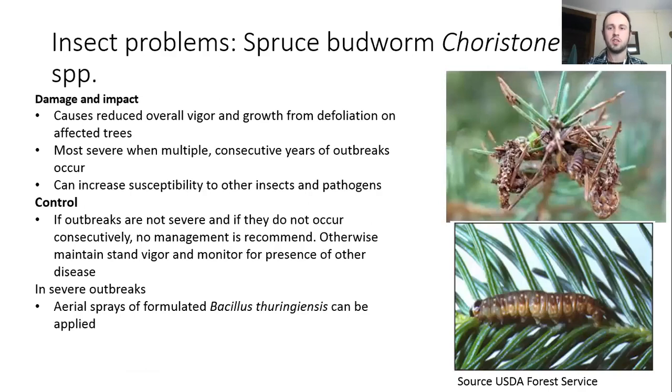So just briefly, the insect problems, the spruce budworm, this is just an example of a defoliator. There are a lot of defoliators that could be examples. In general, these do not cause significant harm unless they occur over multiple consecutive years. In those cases, they often act kind of as an inciting factor, which can predispose trees to other pathogens or insects such as bark beetles, which could lead to mortality.